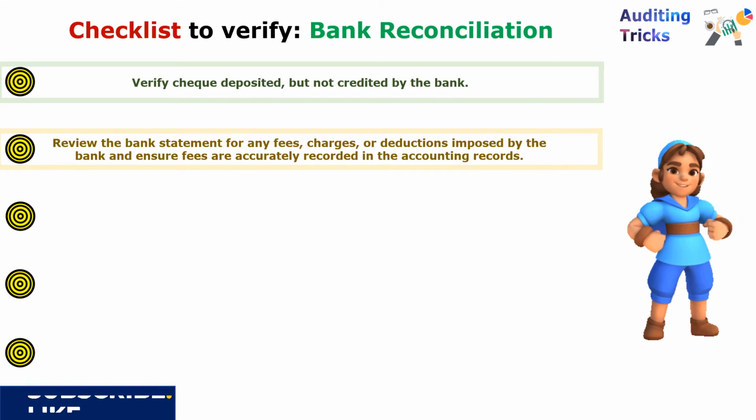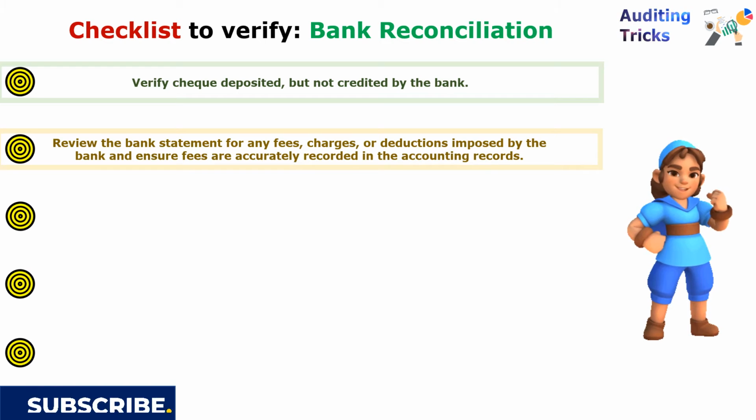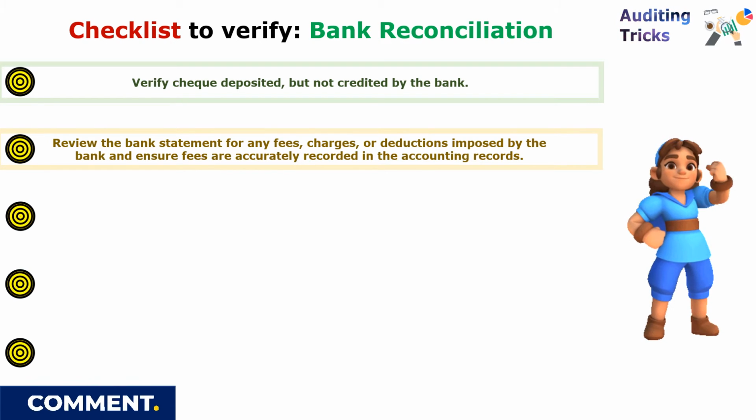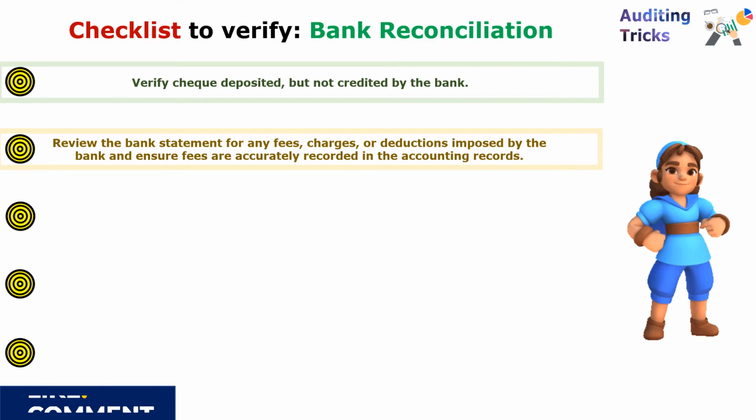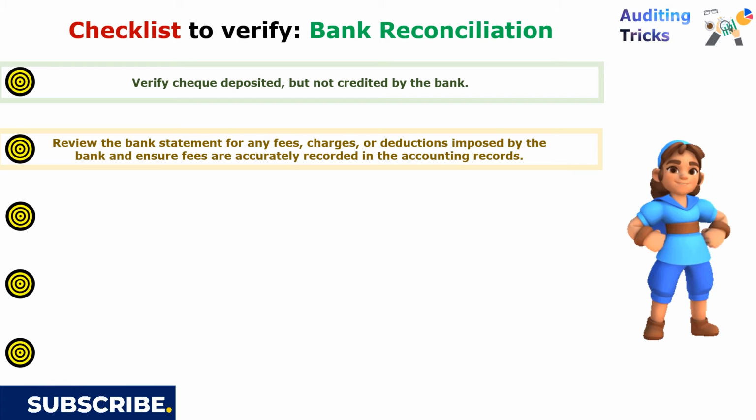You can review the bank statement for any fees, bank charges or any kind of deduction bank may have done in your account, and you can ensure that the fees are accurately recorded in the books of accounts. Most of the companies do not record it on timely basis, which leads to a variance in the bank reconciliation process.